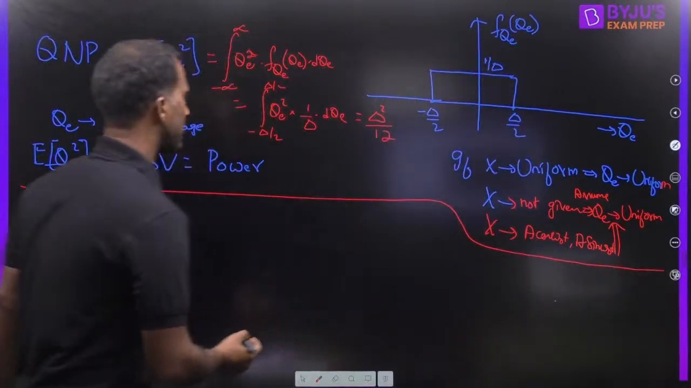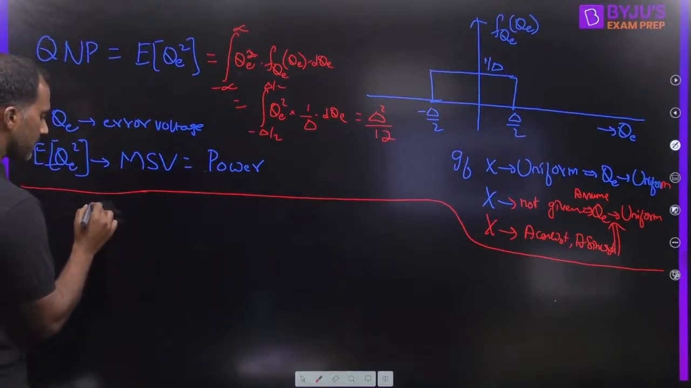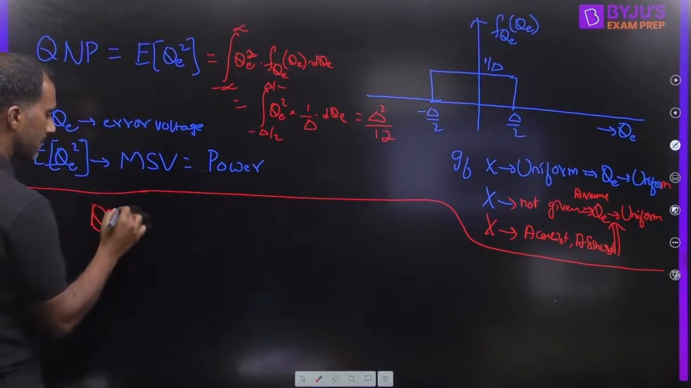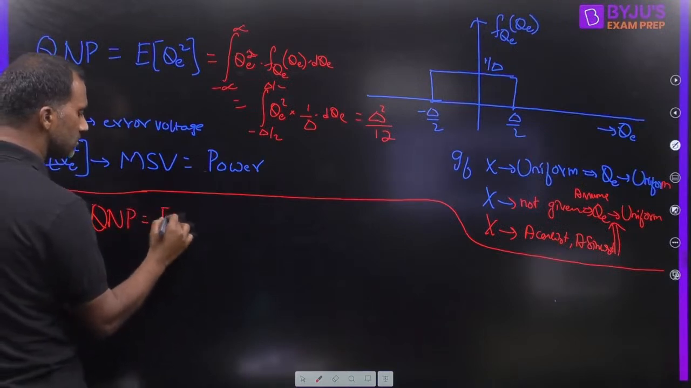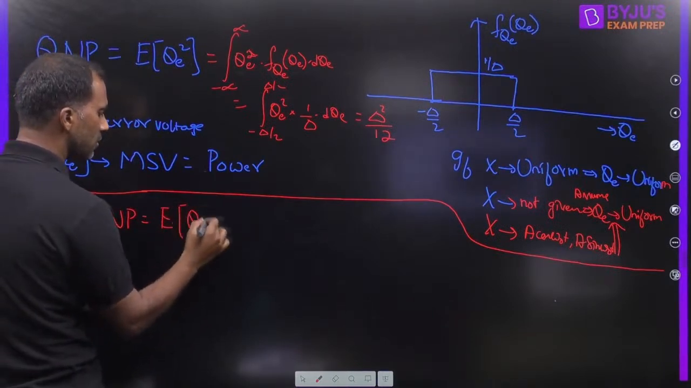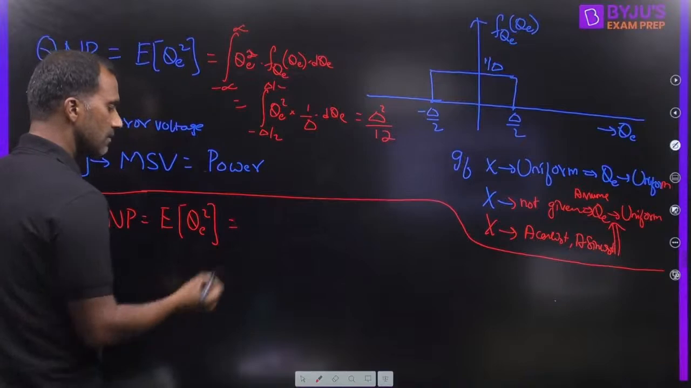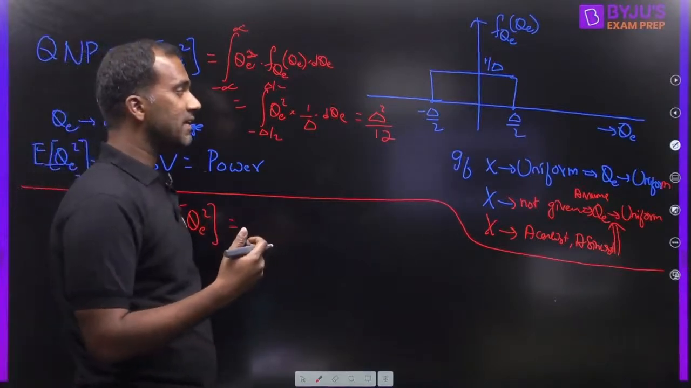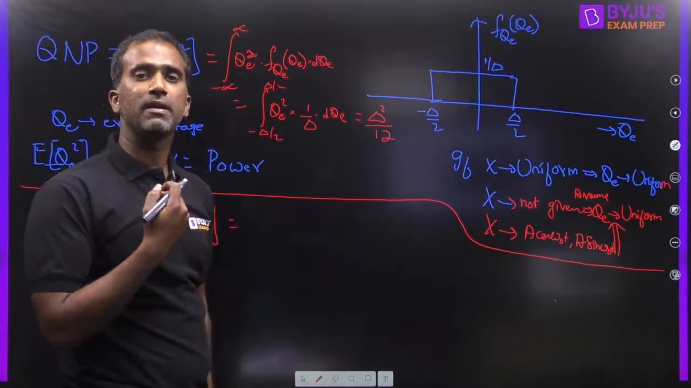You have to focus very carefully because this is the toughest part. Quantization noise power is equal to expectation of QE square. Whenever X is given as non-uniform PDF, then things will become complicated.